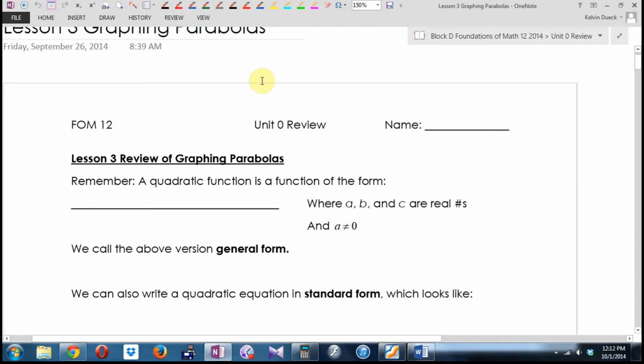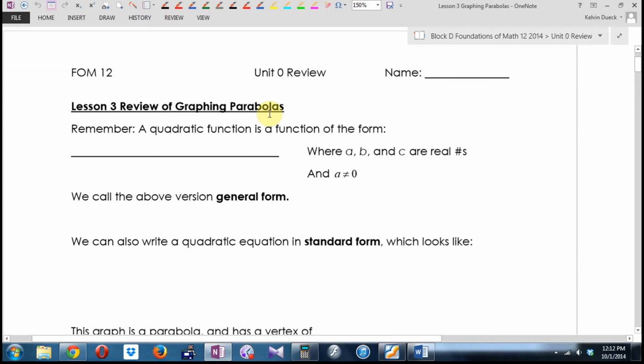So I called this review of graphing parabolas. I think you all did this last year, but with the job situation, all the action and things, I'm not sure that every one of your teachers may have covered it. So hopefully it's review. I said, remember, a quadratic function is a function that looks like this.